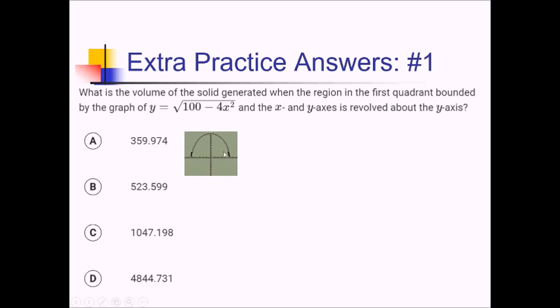So anyway, I want to revolve the region here in the first quadrant around the y-axis. So I know that at some point I'm going to be integrating with respect to y. In order to prepare for that, I'm going to rewrite this function here as x equals something that's a function of y. So this is going to be a little bit of a chore in the beginning. Let me start by squaring both sides of the equation. So I've got y squared equals 100 minus 4x squared.